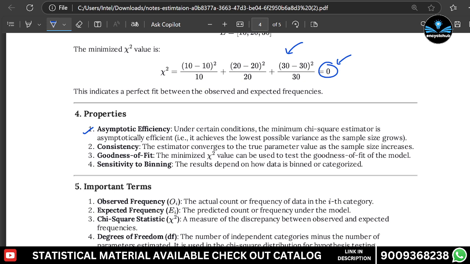The second one is consistency. When the sample size increases, the estimator automatically converges to the true parameter values. The third one is goodness of fit: the minimum chi-square value can be used to test the goodness of fit for the data. And the fourth, sensitivity to binning, means that it depends upon how the data is binned or categorized.